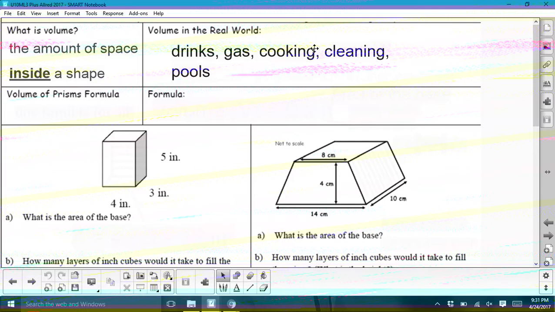cleaning things. Can't think of words right now. It's 9:30 at night when I'm making this. Sorry. And any pool, if you jump into a swimming pool, that might have some volume as well.